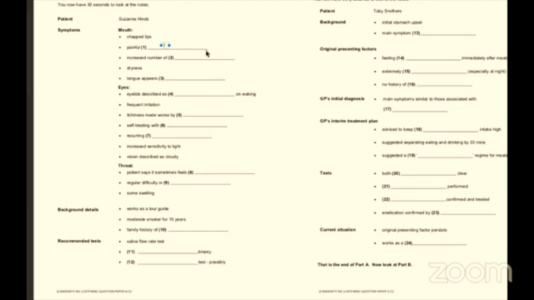Okay, now utilize this 30 seconds to look at the notes carefully. First, look at the left-hand side where you know symptoms, background, recommend test. Then look at the signpost language and try to predict. Mouth, what can be painful? Increased numbers of what? In relation to mouth, it can be dental caries. Tongue appears red, ulcerated, cracked. It can be anything. Try to predict answers. Try to look at all these signpost words in 30 seconds. You should not take more than that. You can divide it into 4-4.